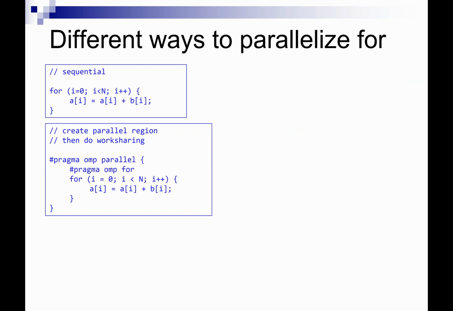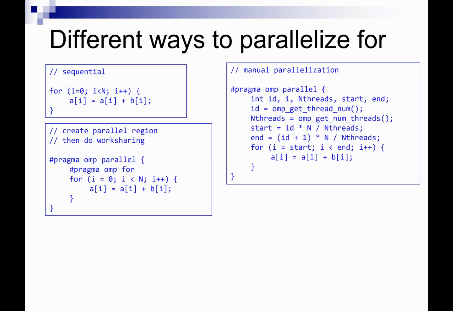You can also, first of all, create your parallel region using pragma omp parallel, right? And then you can do the work sharing within that parallel region using pragma omp for. Okay, so this is going to split the iterations of the for loop between the threads, but you can also split them manually.